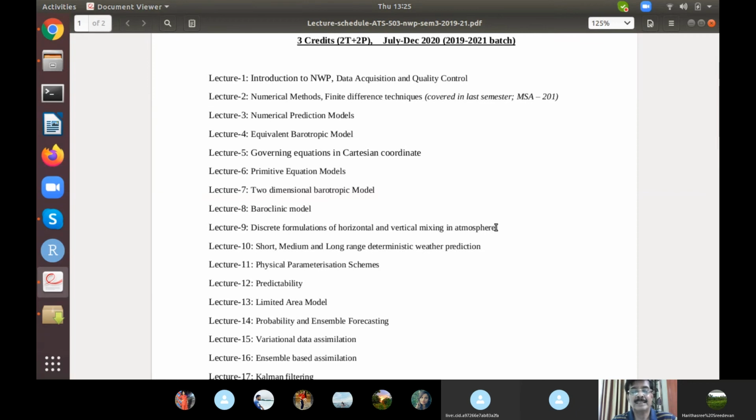NWP actually, as I said, consists of modeling of atmospheric processes as well as other things like fundamentals, dynamics, and physics. Then short, medium, and long-range deterministic weather forecasting. Well, we shall talk about that, although more or less you know about this, and in some way or the other, we have talked about that earlier. Then physical parameterization schemes. We shall try to talk in an elaborate way.